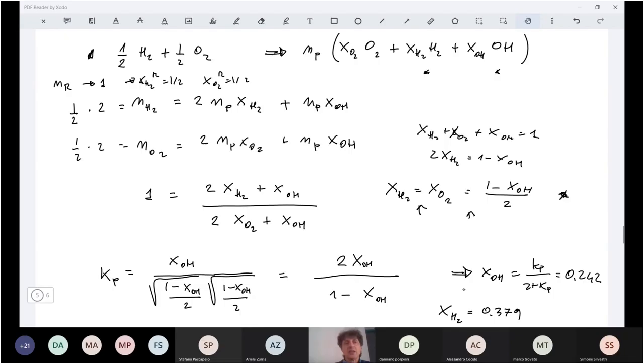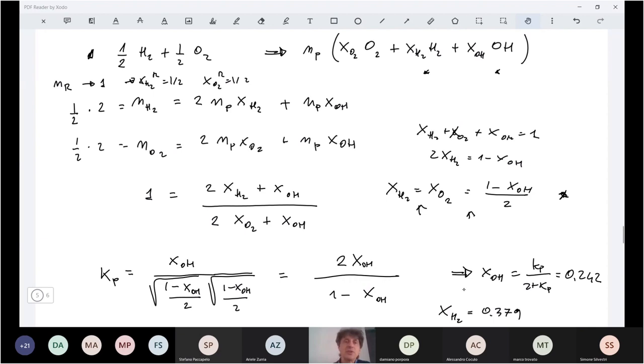Allora, se vogliamo contare gli atomi, sapendo che il numero di molecole dentro una mole è sempre lo stesso, gli atomi qui di idrogeno sono 2 volte il numero di molecole di idrogeno. Quindi il numero di molecole sarà proporzionale al numero di moli, quindi dobbiamo moltiplicare per 2 perché abbiamo 2 atomi per molecola, e poi moltiplicare per un mezzo perché abbiamo mezza mole di idrogeno per ogni mole di reagenti.